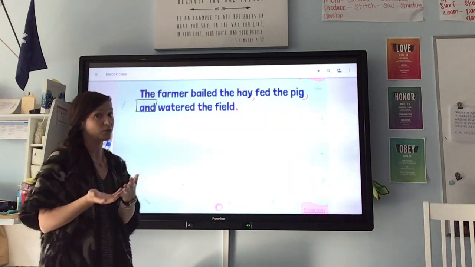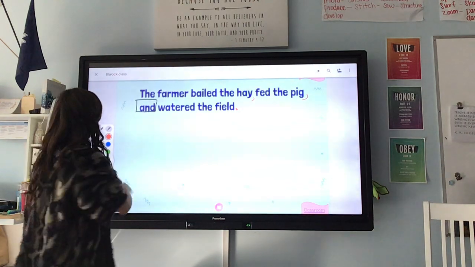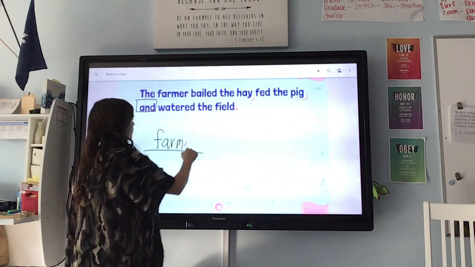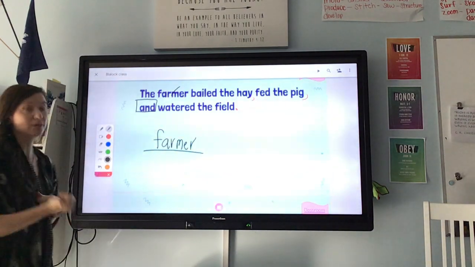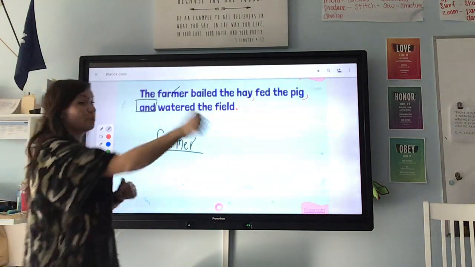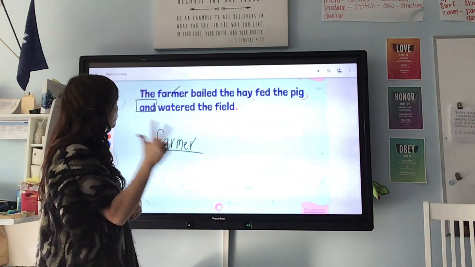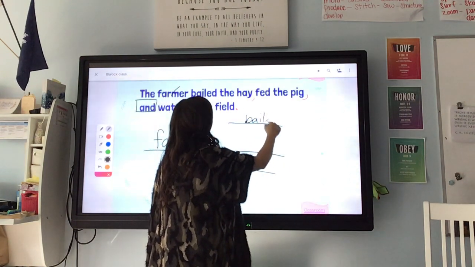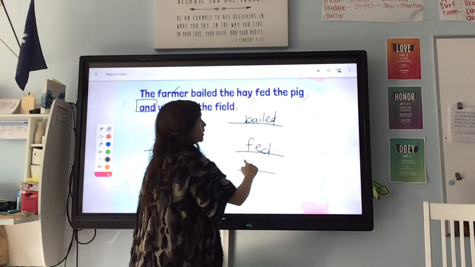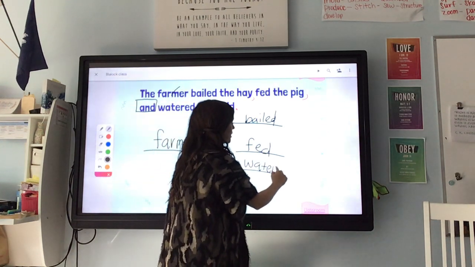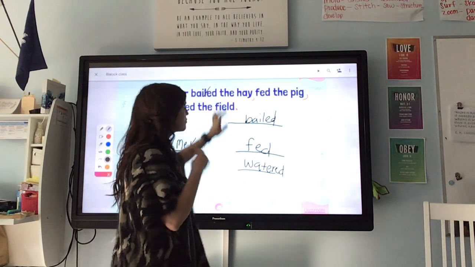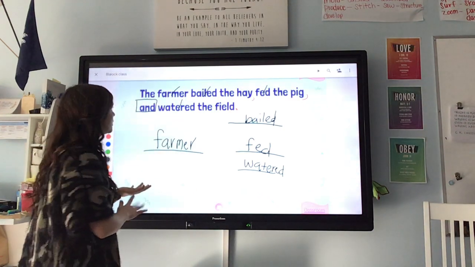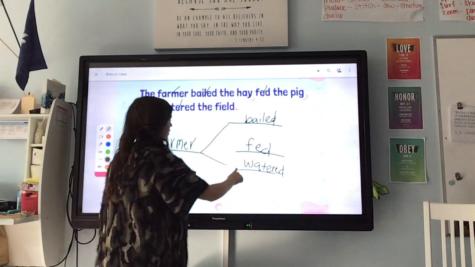Let's start with our subject, as always. Since there's only one subject, who is doing what? So we've got farmer. And what are our verbs? Since it's a compound predicate, how many verbs do we have? Baled, fed, watered. So I'm going to draw three. Baled, fed, watered. And I'm going to check off all those words. I check off words because when I was in school, I would rush through things and then not do my best. So if I check these things off, I'm less likely to forget a word.